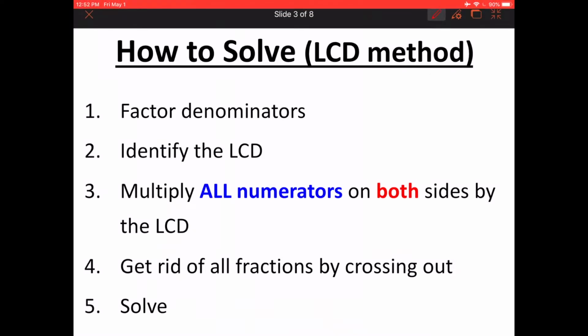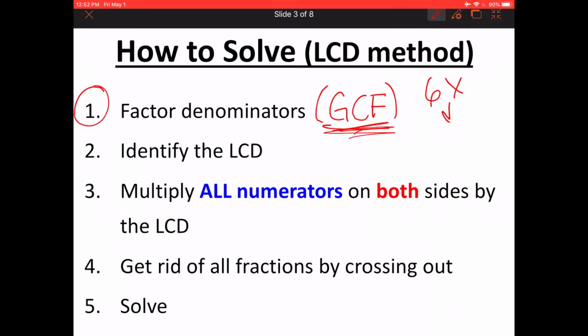Now let's take a look at how we're going to solve these rational expressions because they are going to look a little intimidating. Step 1 is to factor the denominators. Really, the only method that we're going to be using for factoring today is GCF. We're not going to be getting too in-depth with any examples that are too crazy. So really focusing on GCF, breaking everything apart. So for example, if you have 6x, breaking that down into 2 times 3 times x.